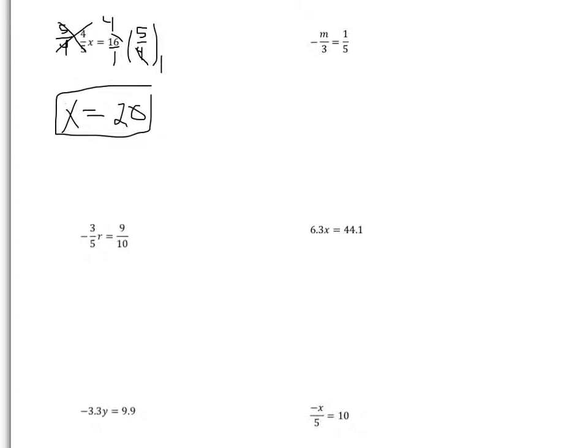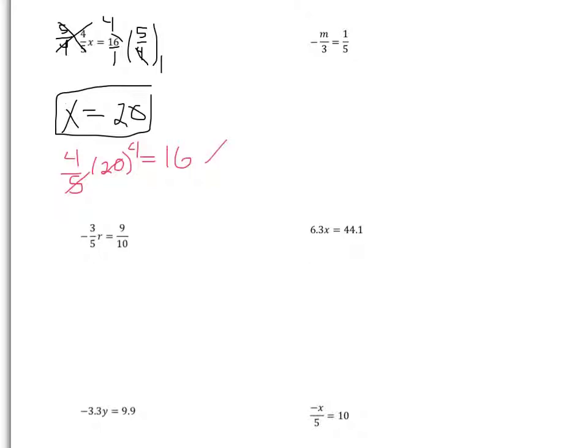And once again, we can check our answer by plugging this back into the original equation. 4/5 times 20 equals 16. Well, 5 goes into 20 4 times. 4 times 4 is 16, so we're looking good on that one there.